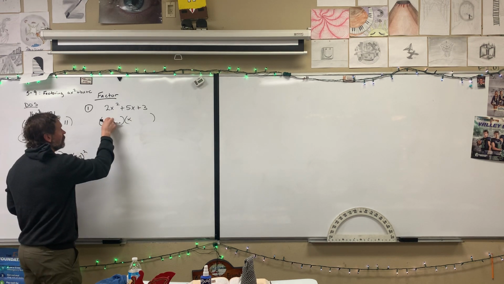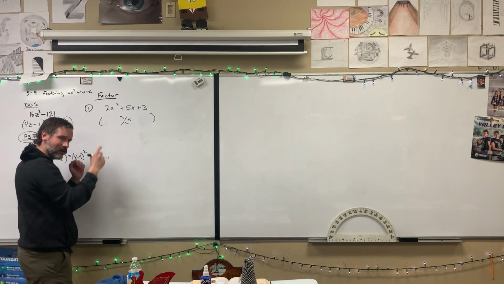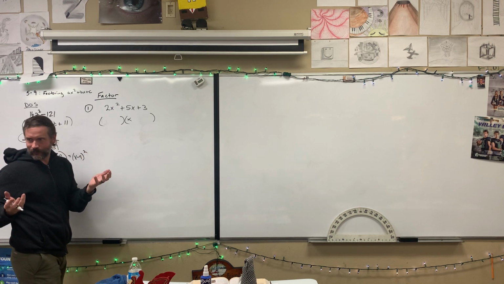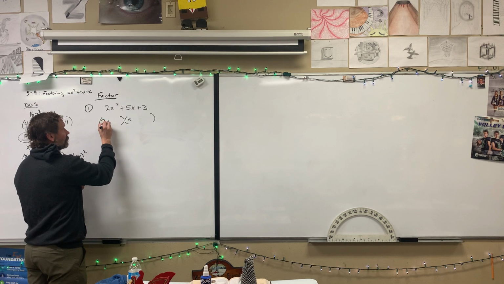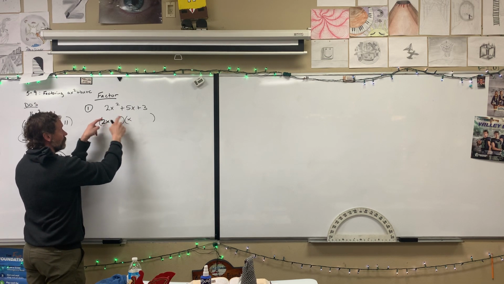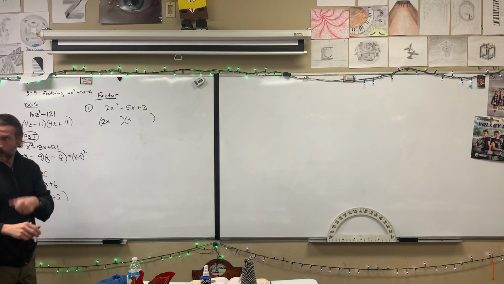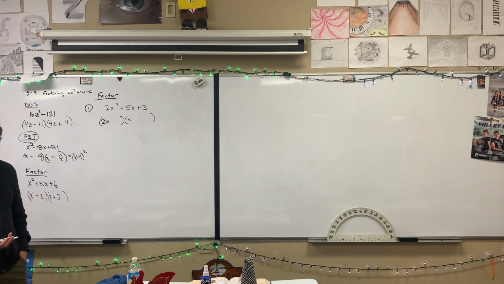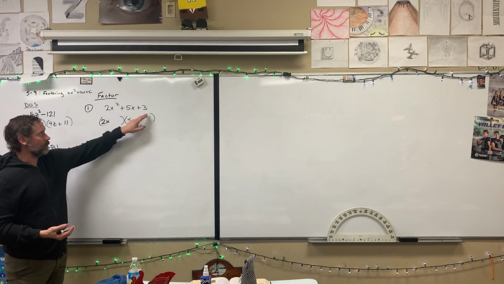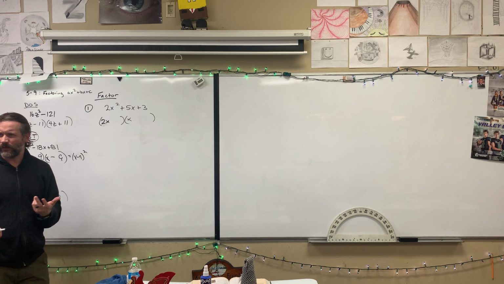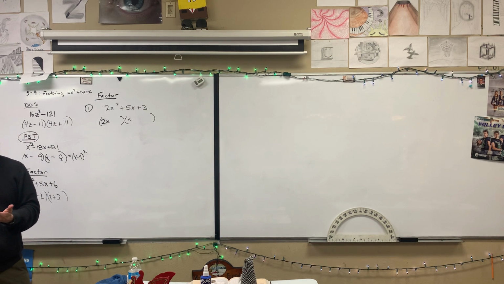So we have to consider the factors of 2 now. Now the nice thing about 2 is, how many options do I have? Only one option, right? It's 2x times x. So 2x times x gives me 2x squared. We're done there. The nice thing about the 3 is, for the back end here, there's only one set of options, right? 3 and 1.